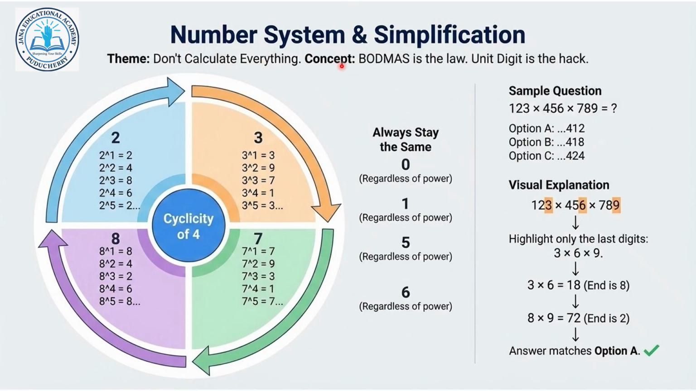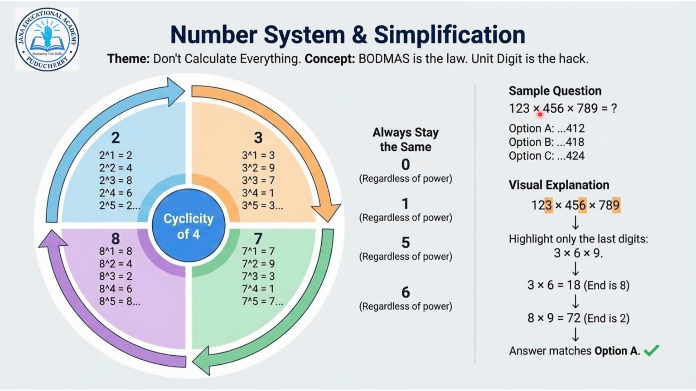Okay. First we are going to discuss the number system and simplification. In the number system, suppose a sample question gives a big number for multiplication, how do we solve it easily within 1 or 2 seconds, right? Then simplification, you always remember the BODMAS concept: bracket, of, division, multiplication, addition, subtraction, right?